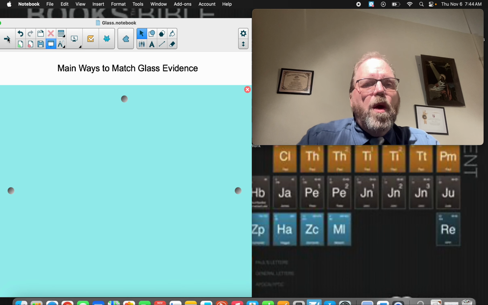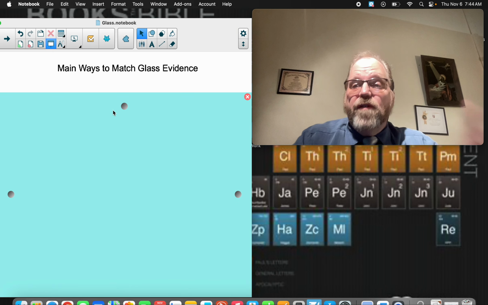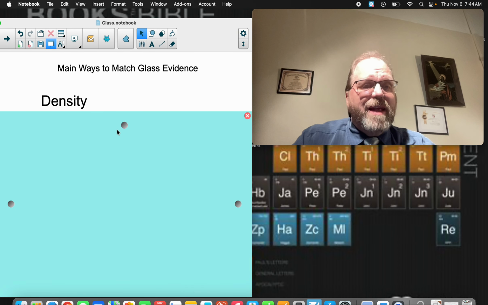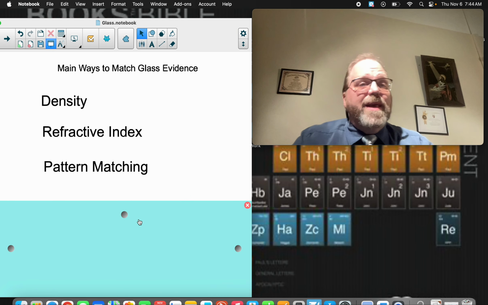All right, so the main ways that we can match glass evidence. First is called density, and we'll talk about that in a second. Second is something called refractive index, and the third is pattern matching.